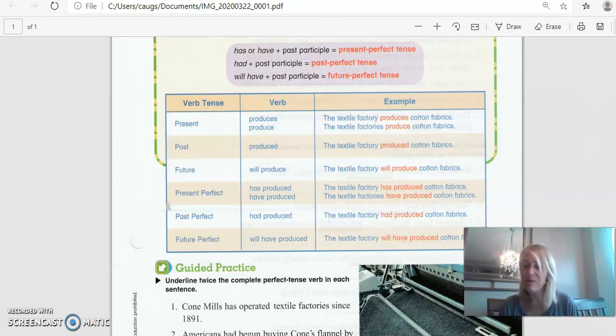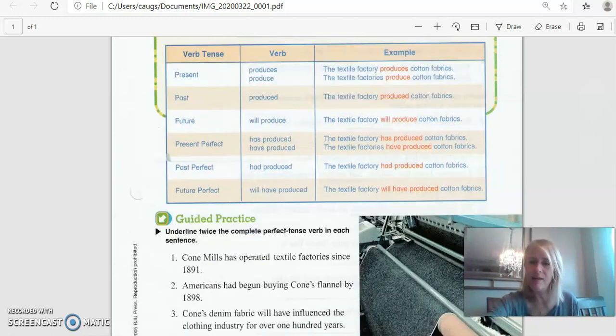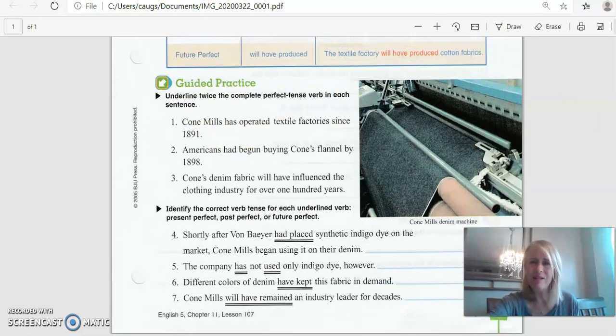The last one is going to be the future. We're going to look at both of these. The regular verb tense future, you're going to say will produce. The textile factory will produce cotton fabrics. And then the future perfect would say will have produced. So that will have kind of gives it a clue to it's the future, okay? So the textile factory will have produced cotton fabrics. So I'm going to move down a little bit. I know that seems a little bit confusing, but you're going to catch on.